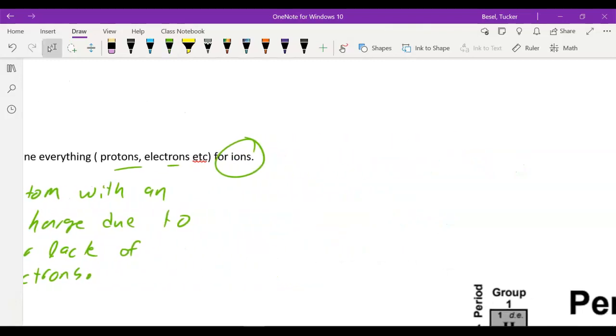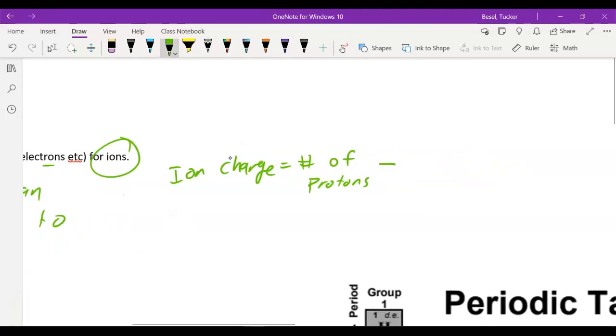And so the ion charge equals the number of protons minus the number of electrons. Okay, so if you have more protons than electrons, you're going to have a positively charged ion. And if you have less protons than electrons, then you're going to have a negatively charged ion.